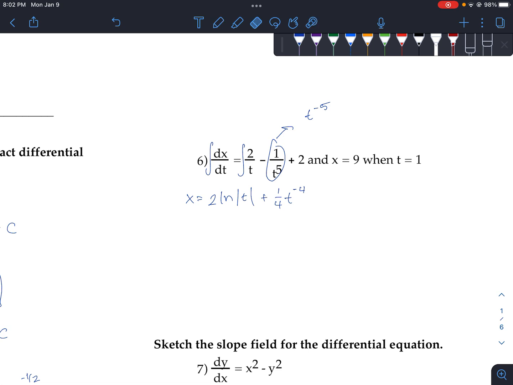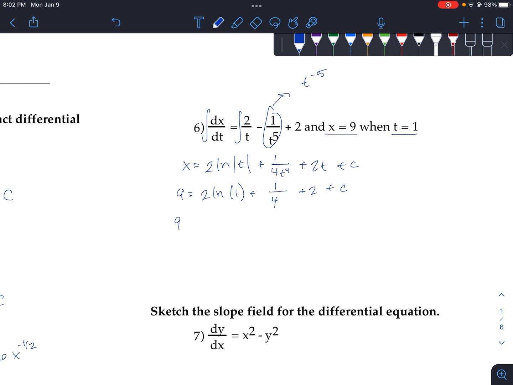But that being said, I am going to put this as a fraction, so t to the positive 4. Okay, plus, and the antiderivative of a constant 2 would be 2t, so plus 2t plus c. Now I need to plug in my values, so x is going to be 9, t is going to be 1. 9 is equal to 2 natural log of 1 plus 1 over 4, because that's just going to be 1, plus 2, plus c.